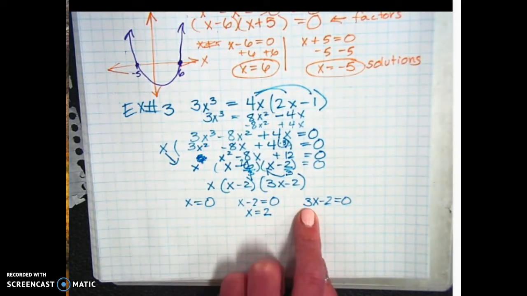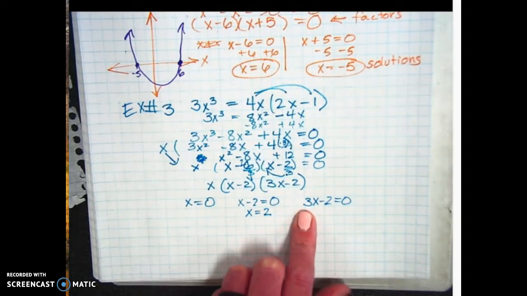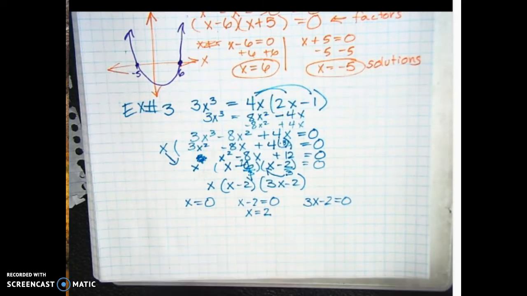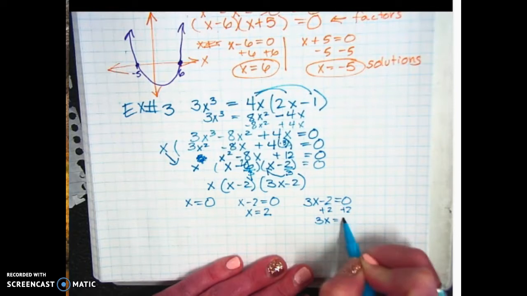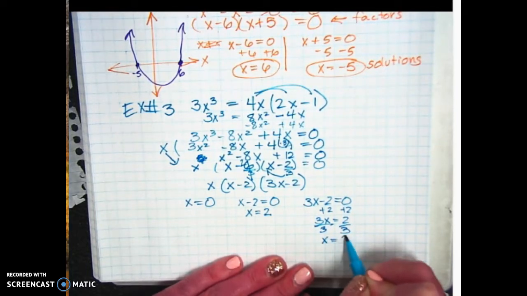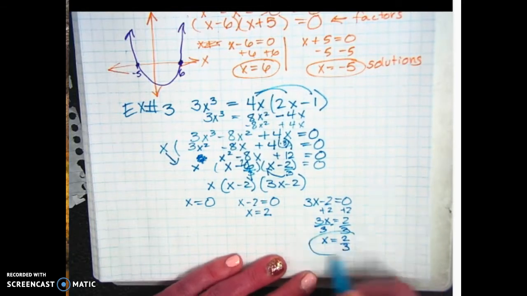When you have a leading coefficient on your binomial, what kind of answer are you going to end up with? A fraction. Okay, so add 2 to both sides. Get 3x equals 2. Divide both sides by 3. So x is going to be equal to 2/3. So you have 3 answers here.